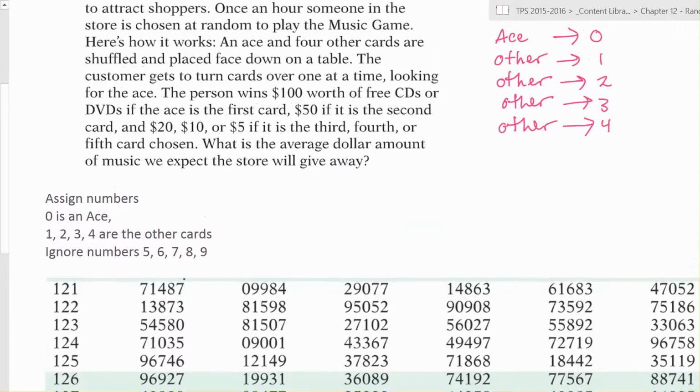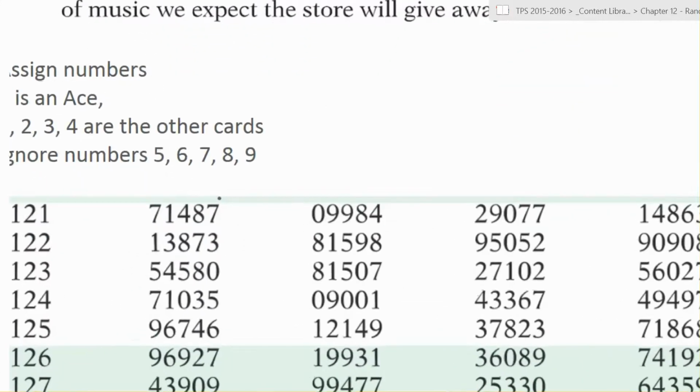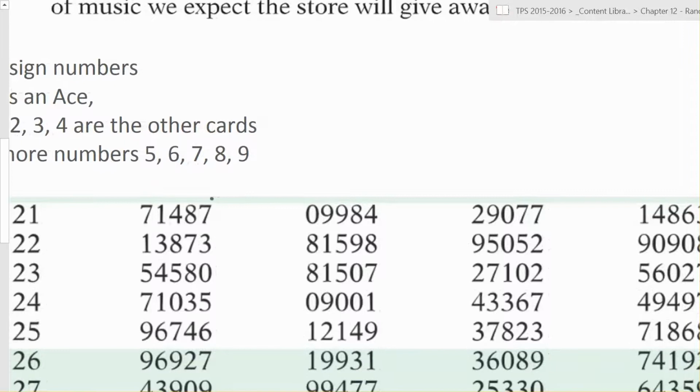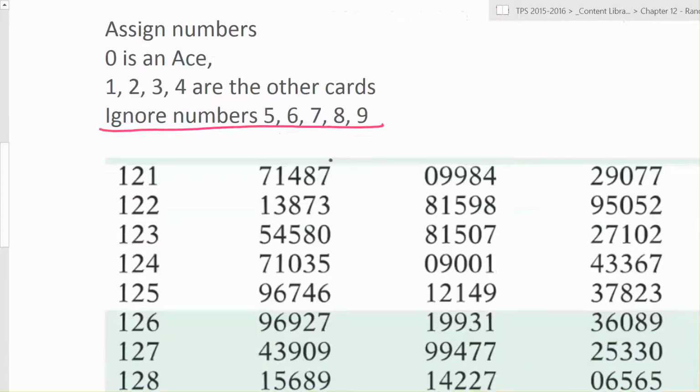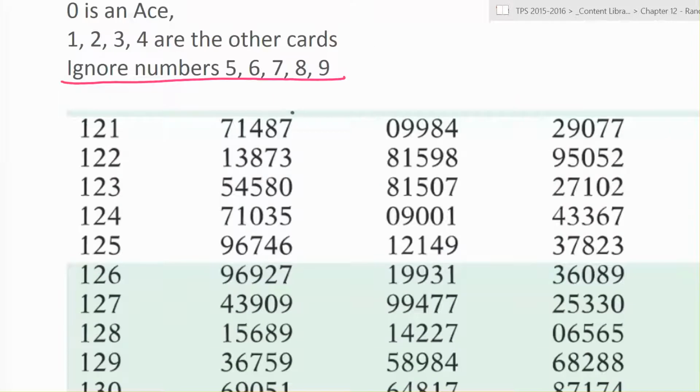All right, so we're going to be choosing 5 cards at a time. We can only choose cards that are in the range of 0 through 4. We want to ignore the numbers 5 and above. So let's just start at line 121. Okay, the first number we see is 7, so we cross that out. Then we see a 4, we can use that. We see 1, then 4, 8, 7, 0.